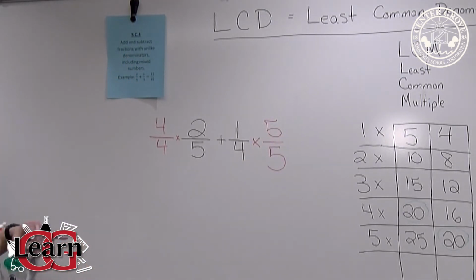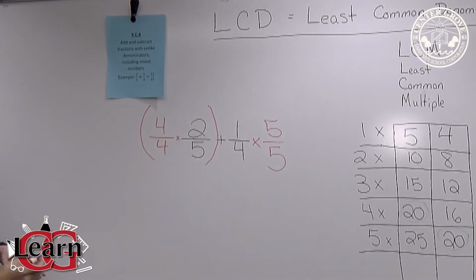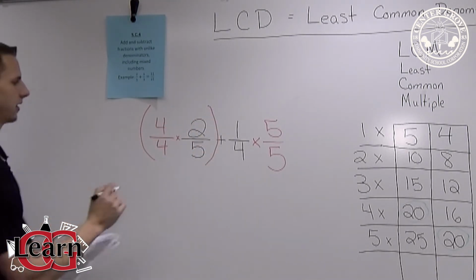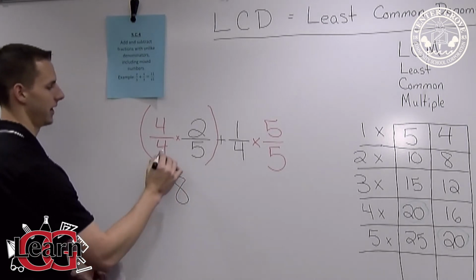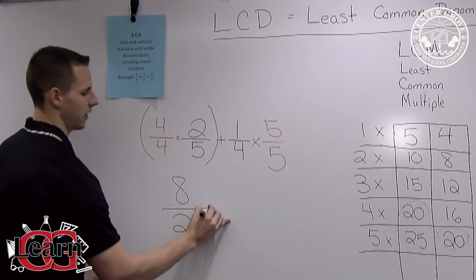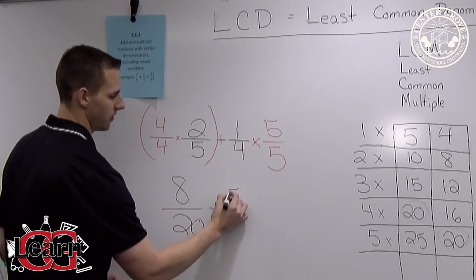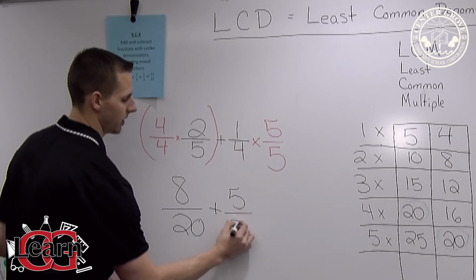Now we can multiply these two fractions out together. 4 times 2, which will give me 8. And the denominator would be 20. And then we'd multiply 5 times 1, which will give me 5, over a denominator of 20.